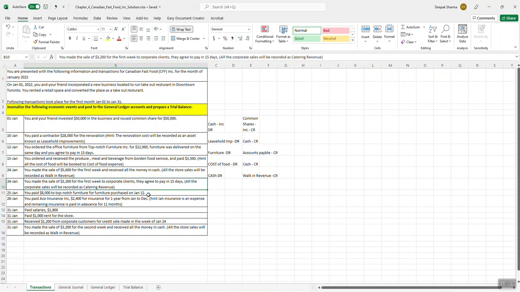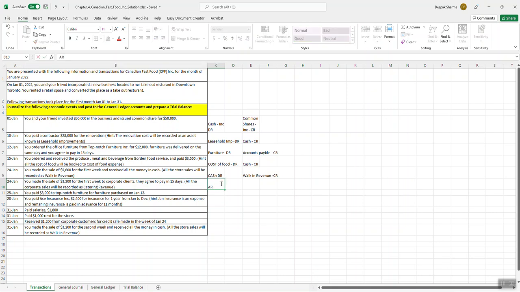You made a sale of 3,200 for the first week of corporate clients, and they agree to pay in 15 days. So this is a credit sale. We did not receive the money. Okay. So if we did not receive the money, what account do we use? It's an account receivable account, and the customer owes you the money, so therefore it's an asset. Account receivable increase. Account receivable is an asset.